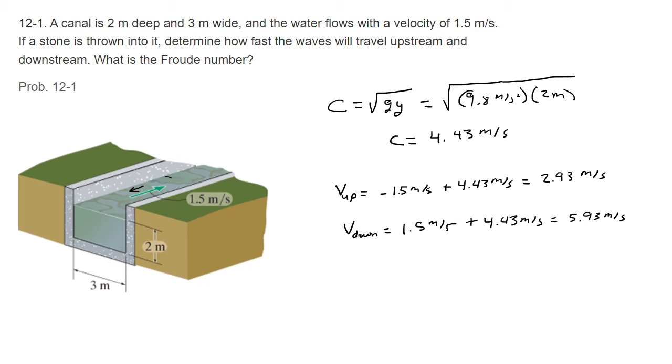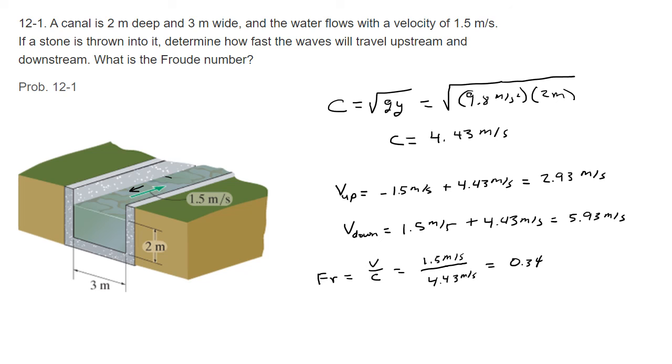The last part of the problem, he wants us to calculate the Froude number, and we have a formula for that. The Froude number is the velocity of the water over the speed of the wave, c. We have both of those numbers. That's 1.5 meters per second for the water flowing downstream, and 4.43, that's our c value. So it leaves a Froude number of 0.34.